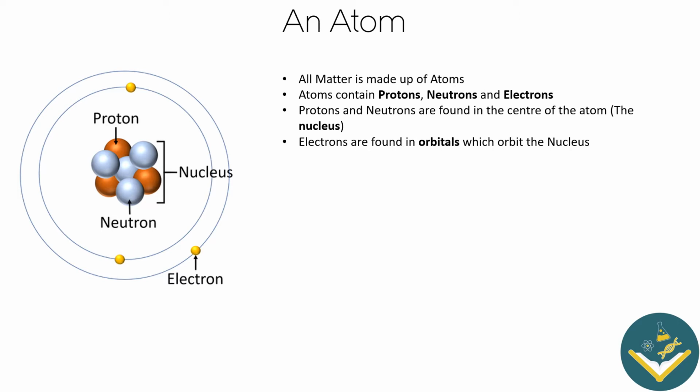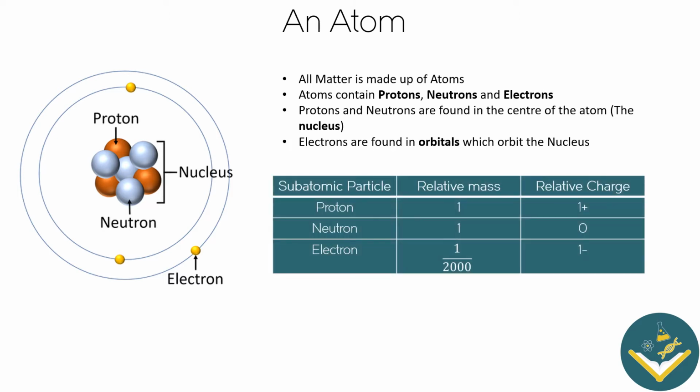You also need to know some additional detail about these subatomic particles, though you will probably have covered this at GCSE. Protons have a relative mass of 1, as do neutrons, while electrons have a mass of 1 over 2000. At GCSE you may have been taught that electrons have a mass of 0, as some specifications do use 0 instead. And while their mass is much lower than the mass of protons or neutrons, it's important you know that the mass is in fact 1 over 2000 rather than 0.